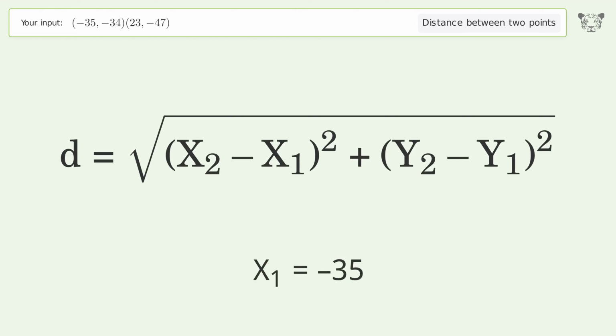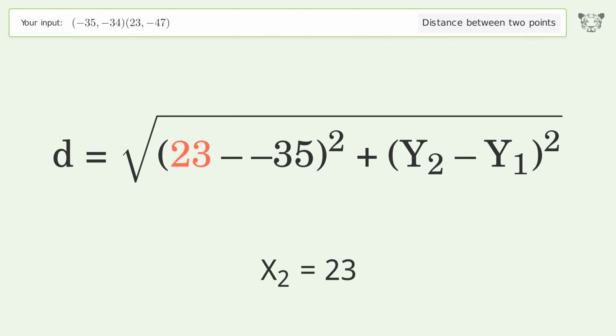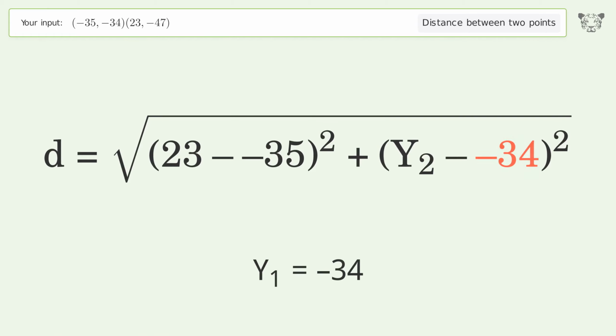x1 equals -35. x2 equals 23. y1 equals -34. y2 equals -47.